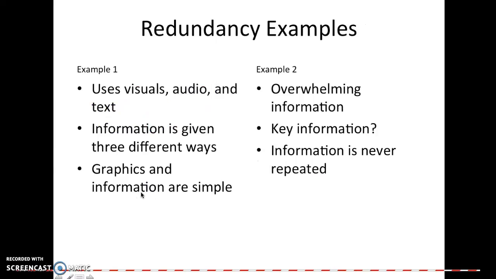So basically, I thought my first example was a good example of the redundancy principle because it uses visual, audio, and text, even though it just used text as only one word. So the information was given three different ways. The graphics and information presented were really simple, so obviously for a younger audience, basic information, but it was hit upon multiple times, even repeated the word in audio twice.